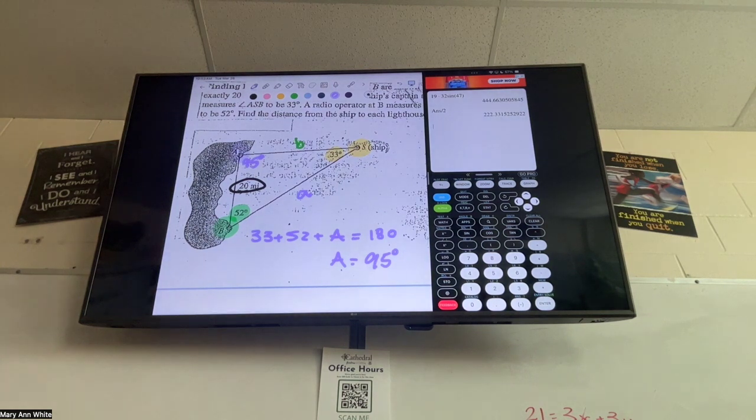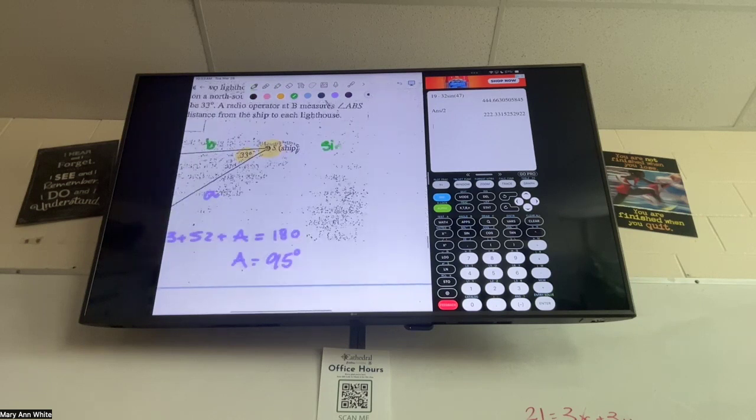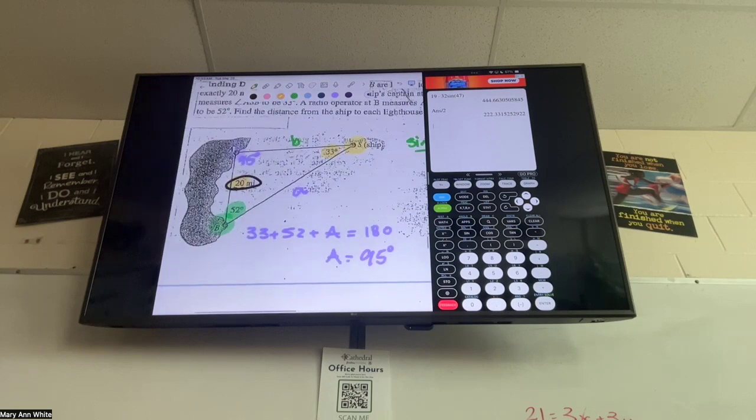And I don't care which one you do first. We're gonna use the ones at S. We'll use angle S and we'll use 20 miles. That will be like our first sine of 95 over 20. And then I don't care if you do a or b next. That being said, can someone write one of my law of sines equations for me? Sine of 52 over b equals sine of 95 over 20. Very good.